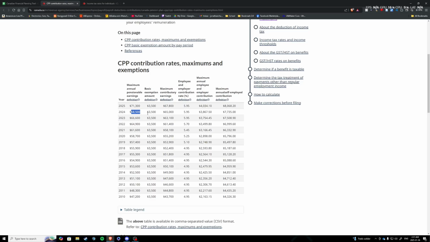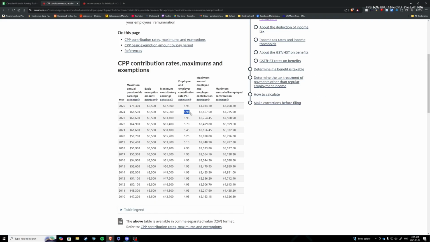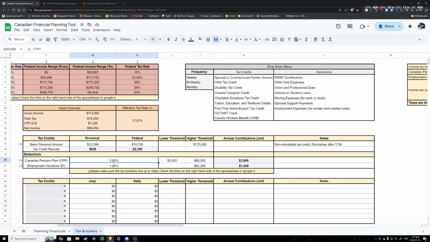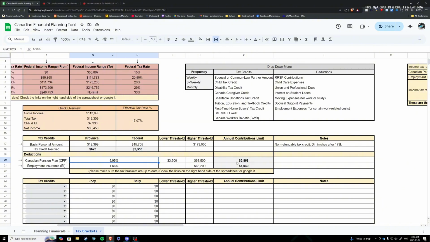Then your basic exemption amount's 3,500. I'm going to take that 3,500, stick it here. This is still for the Canadian pension plan. And then you want to find the percentage rate, which is right here, 5.95%, which is employee and employer contribution limit. So take this value, stick it right here, and then that'll calculate your maximum annual employee and employer contribution. That is a mouthful. So this value here should correspond to this value, and then you basically do the same thing for your employment insurance.